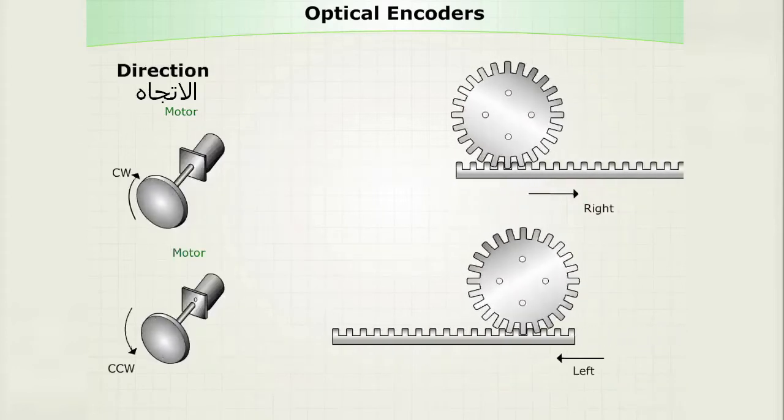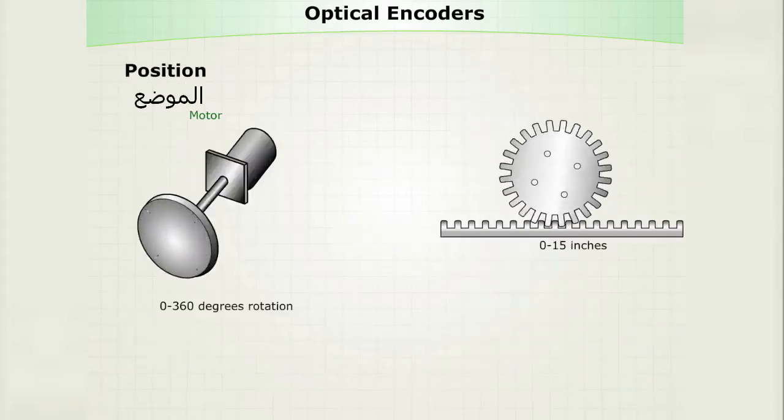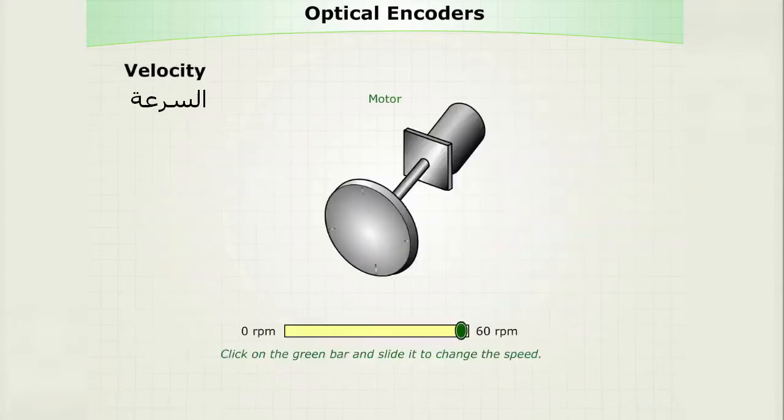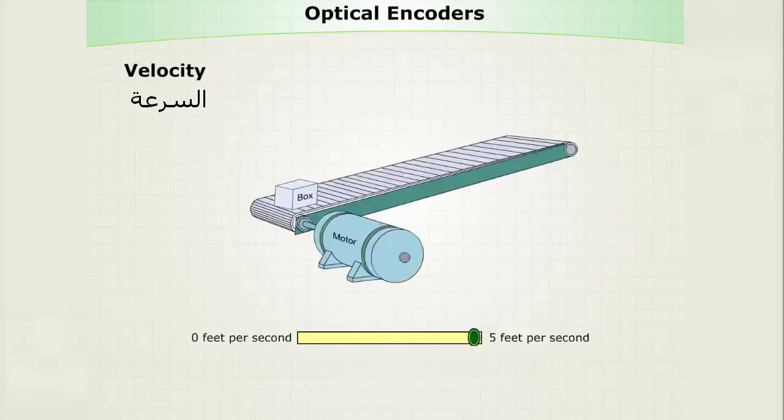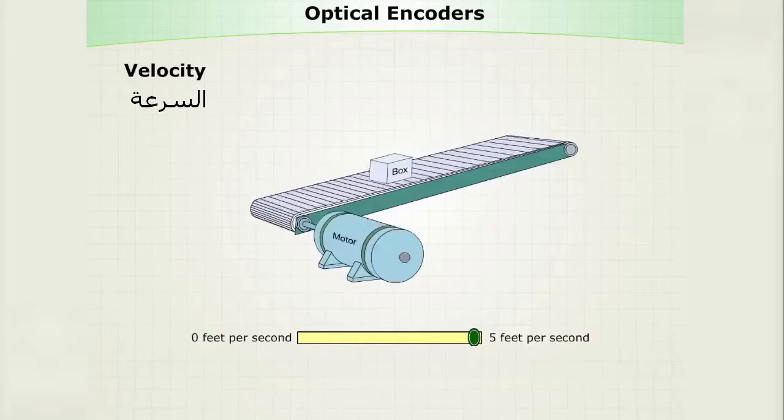Optical encoders provide information for direction, position, and velocity. Let's adjust the velocity of this motor. You can see how adjusting the velocity of the motor affects the velocity of the conveyor belt.